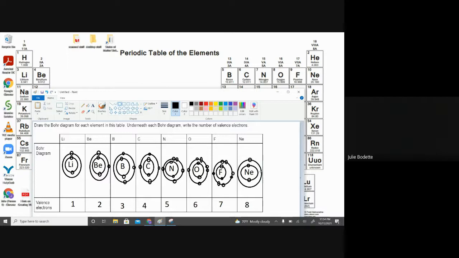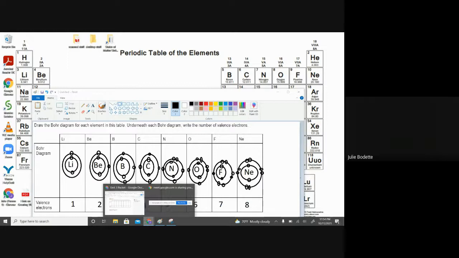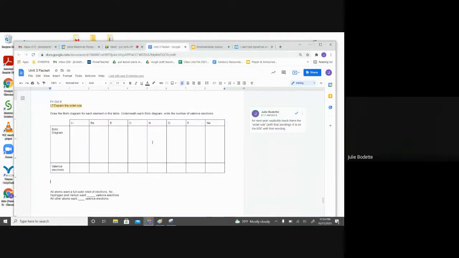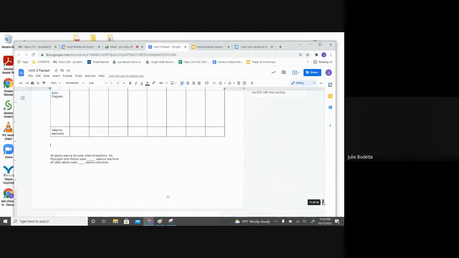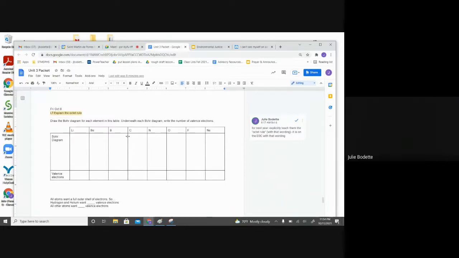1, 2, 3, 4, 5, 6, 7, 8. All right, there you go. So we've got all of these drawn. And again, they follow this pattern for the valence electrons. Okay, let's go back to the notes. So this is your page 11. You should have drawn all that on page 11.